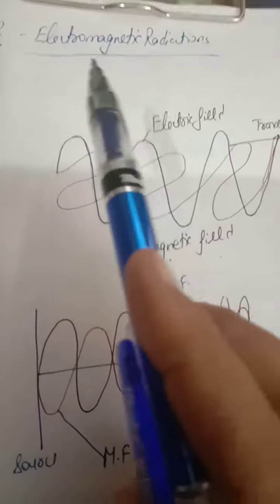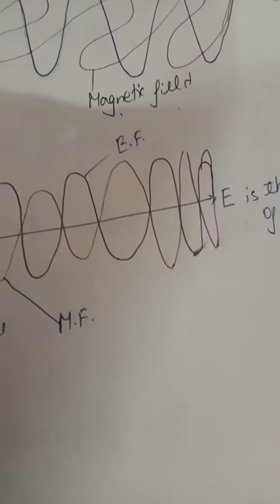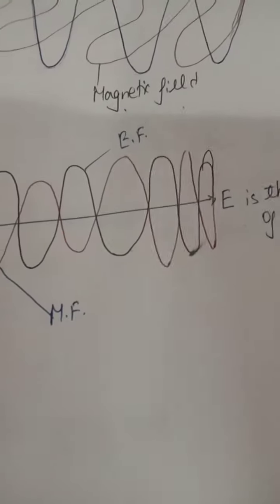So in short, they are those rays in which, as their name indicates, electromagnetic means electric and magnetic field are perpendicular to one another, as well as to the direction of propagation of wave.